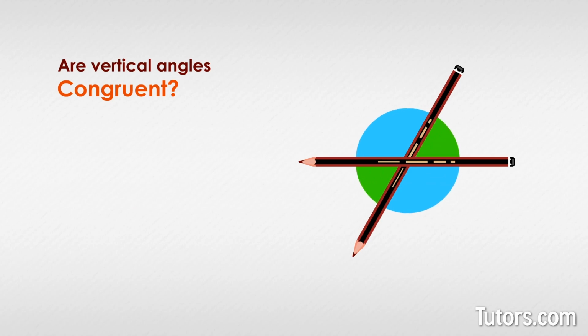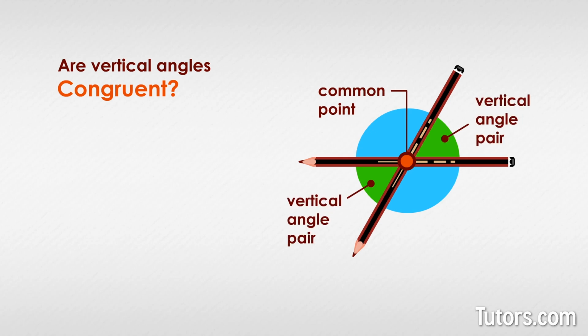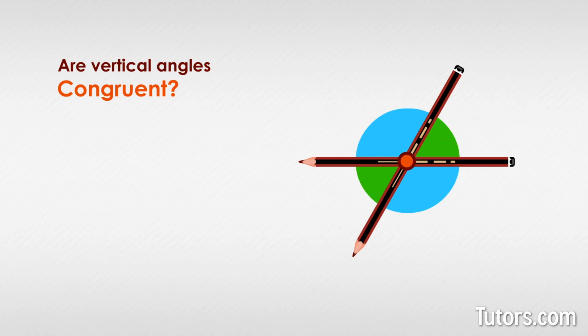If you study any pair of these opposite angles, you will see that they share a common point at their vertices, their corners. That makes them vertical angles. You will also notice that large or small, they seem to be mirror images of each other. That's because they are. They are the same angle reflected across the vertex.